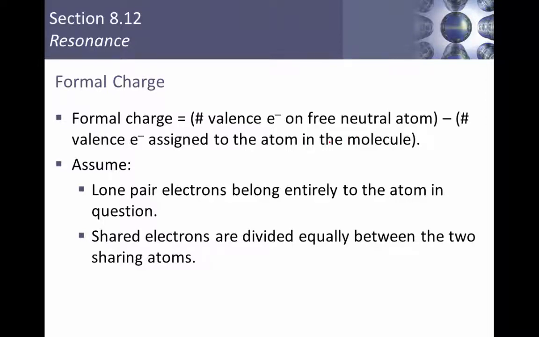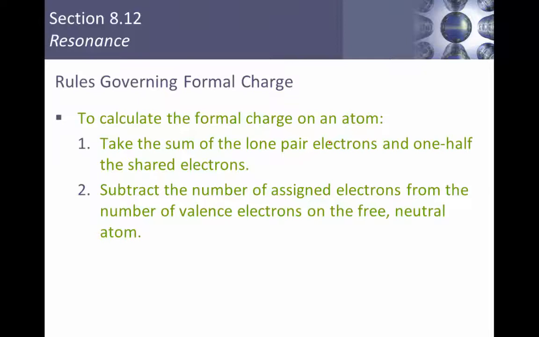And then what you do is you look at the final numbers and you see which gives you the closer values of 0 and the negative value on the most electronegative element. Now that might be a little confusing right now, so let's use an example to explain that. Here are the rules again. Take the sum of the lone pairs of electrons and 1/2 of the shared pairs. Subtract the number of assigned valence electrons from the total that you got in 1.